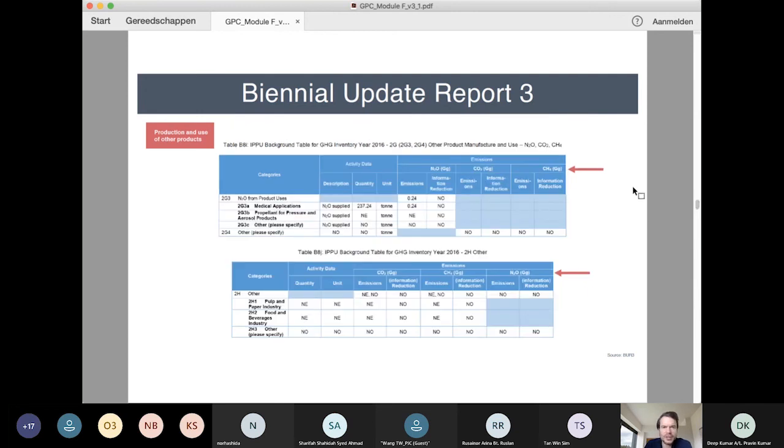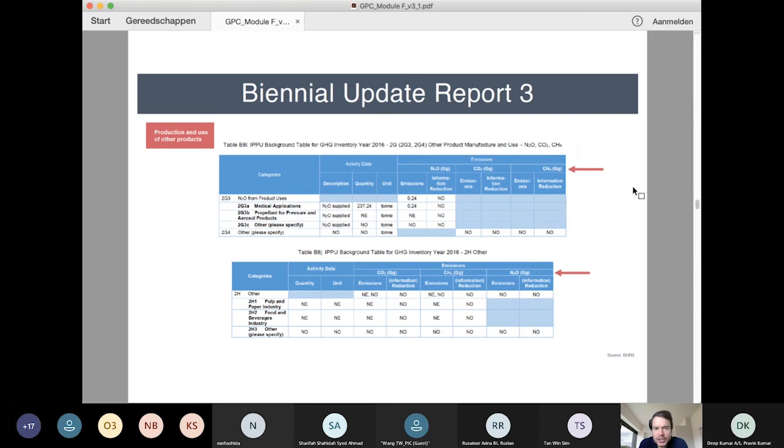And there's a second part of the production and use of other products category, which is 2G. In this case, for these two tables, we just have the gases reported in CO2, N2O, and methane.